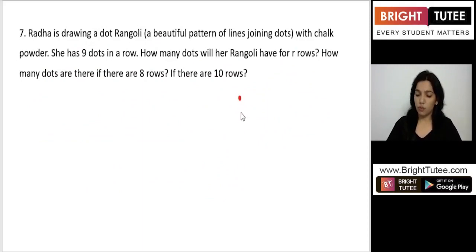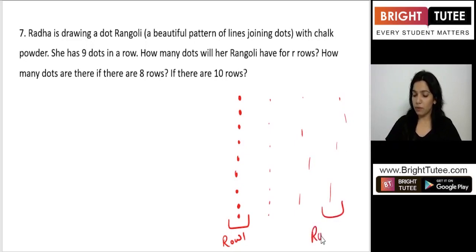So a single row: 1, 2, 3, 4, 5, 6, 7, 8, 9. So 9 of such dots are in row 1. Okay. Now, how many dots will her rangoli have in r rows? So it's 1 row, then she'll be having another row, another row, another row. So she keeps on making rows. We need to find what will be the number of total dots in r rows. r is the variable here.